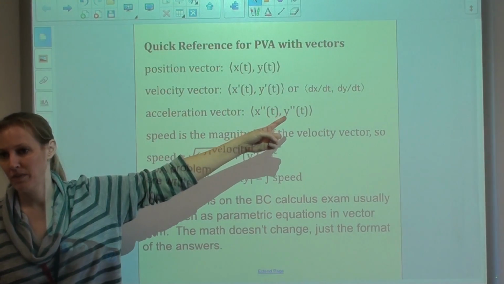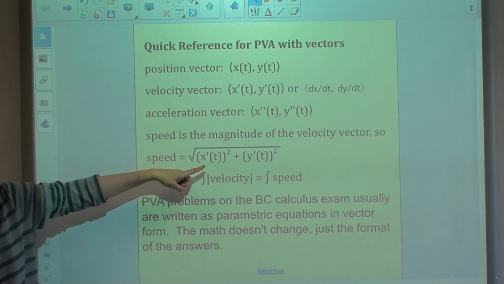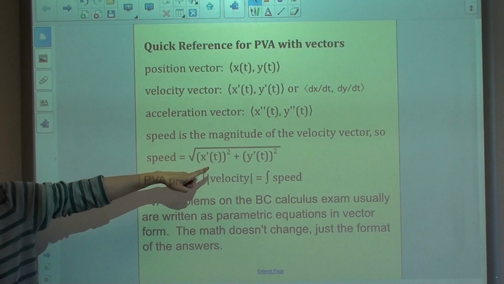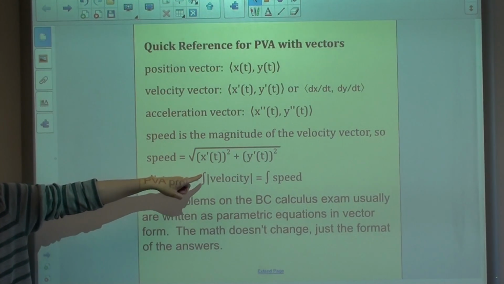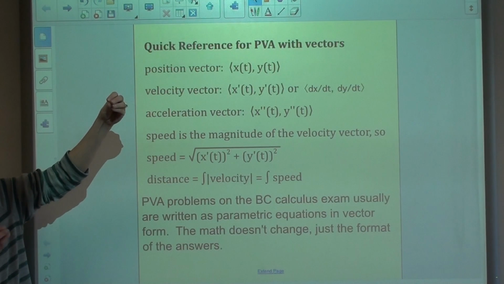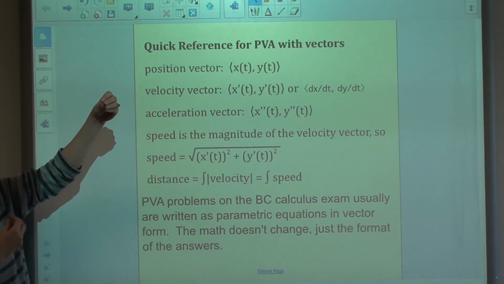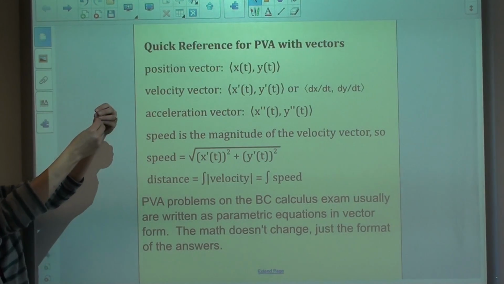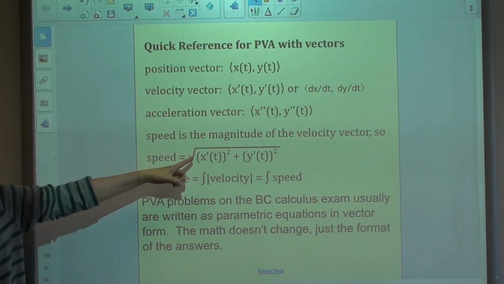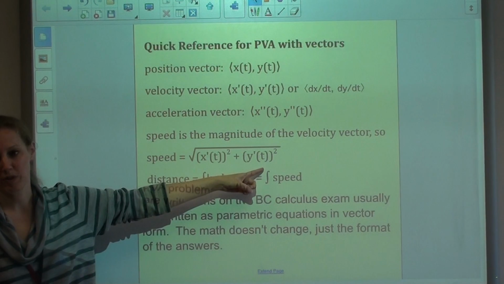That's all they're doing. So your speed is the length or the magnitude of the velocity vector, which is truly just Pythagorean theorem. Remember, if the length of the velocity vector, if you call that v, you have an x, you have a y, x squared plus y squared equals v squared, right? So your speed is the square root of x prime squared plus y prime squared.